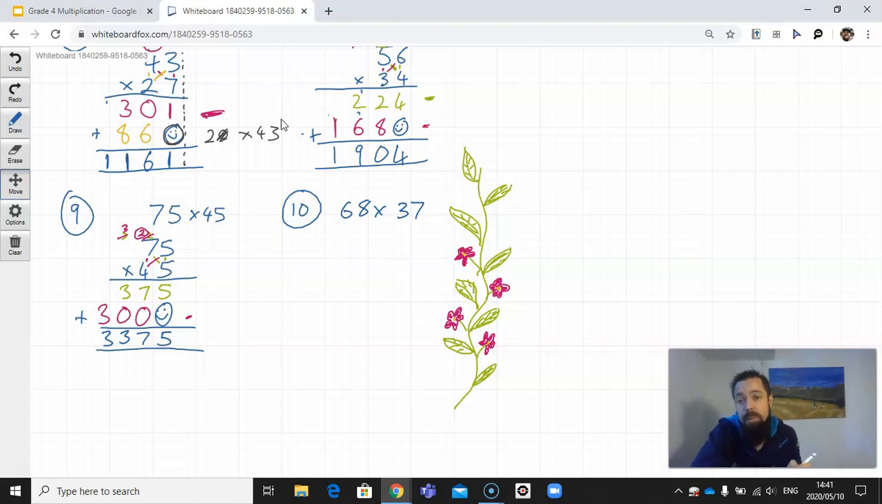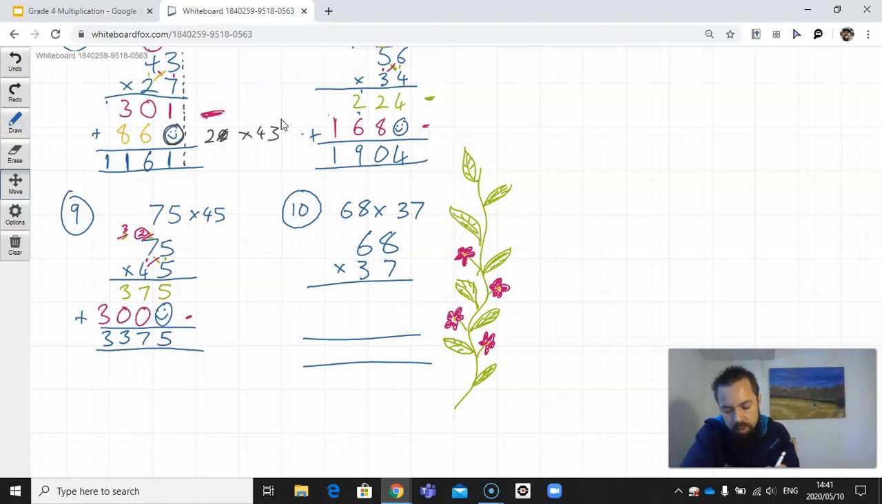Right, let's go. So first up, I hope you got the layout correct. Let's check. 68 times 37. Depending on how your teacher marks, I'll show you where your marks come from when you do this. Normally when I'm marking a multiplication, when it's 2 digits by 2 digits, I give 3 marks for it, and I'll show you where those marks come from.